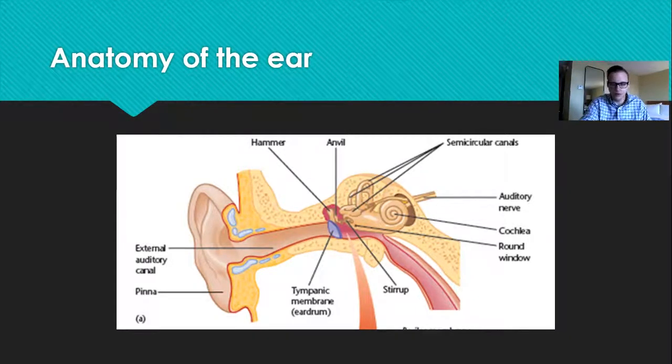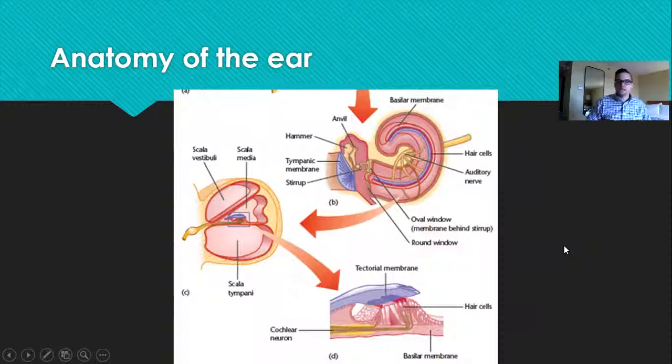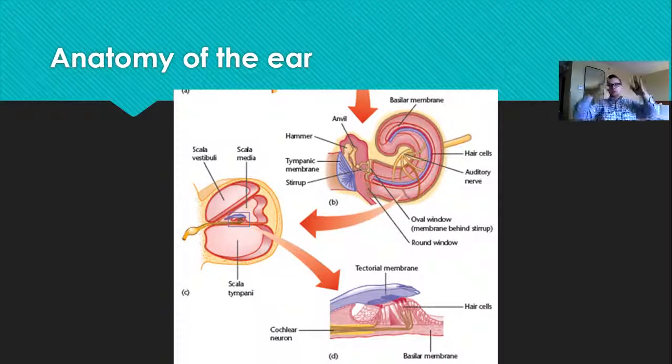Now the inner ear is largely just this cochlea. We're going to zoom in here and look at what's inside the cochlea. Remember that the stirrup, you can see it here, attaches to the oval window, and all of this is filled with fluid. So when the stirrup vibrates, pushing and pulling on the oval window, it causes a disruption in the fluid.